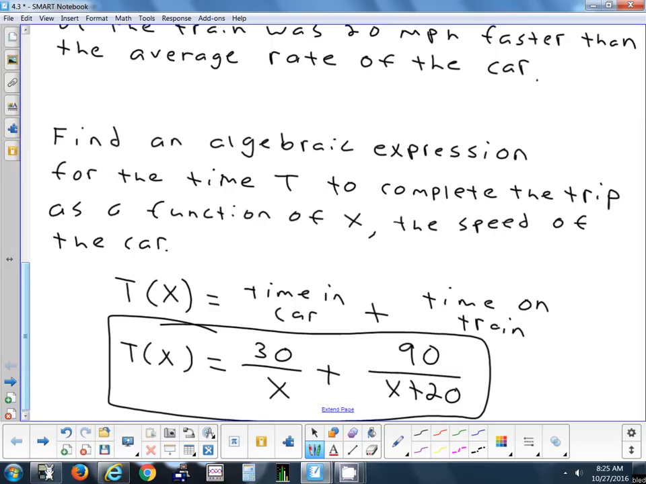Okay, and we'll do a couple things with this in a little bit. But any questions on that? Are we solving? In a minute, I'm going to give you some more information. I could say it takes her 2 hours to do the journey. How fast did she drive in the car? How fast was the train going? Or I could say she drove 50 miles an hour in the car. How long did the trip take? So we could do it either way.